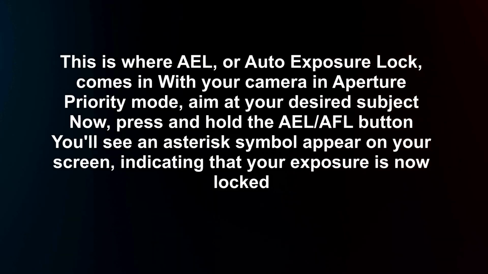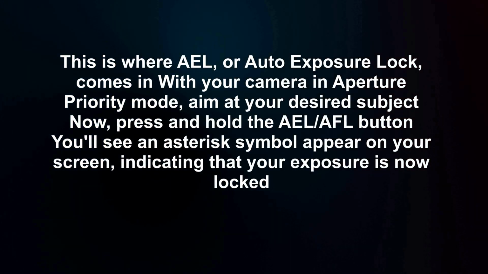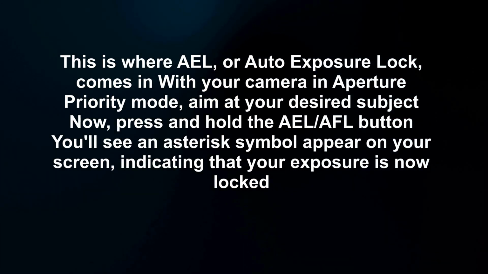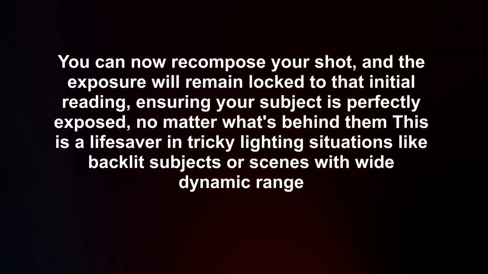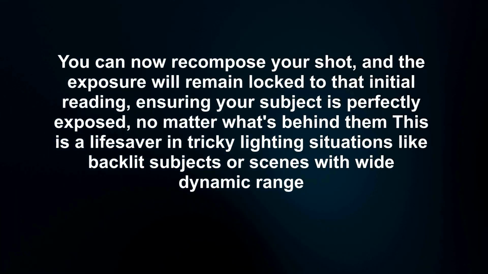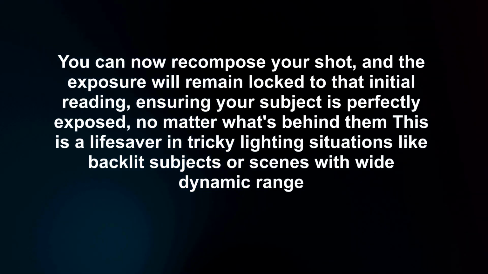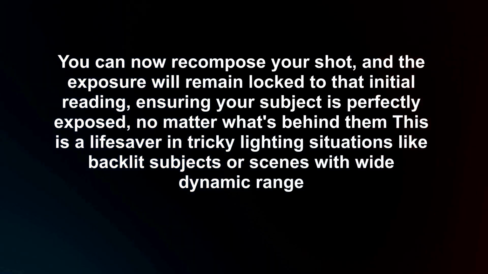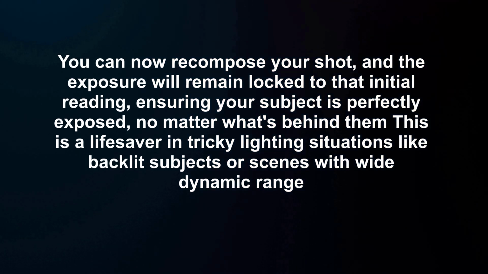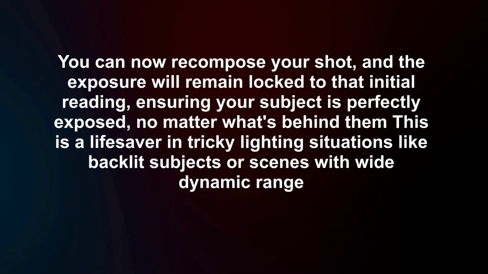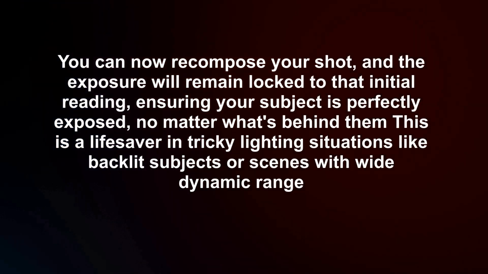With your camera in aperture priority mode, aim at your desired subject. Now press and hold the AFL button. You'll see an asterisk symbol appear on your screen, indicating that your exposure is now locked. You can now recompose your shot, and the exposure will remain locked to that initial reading, ensuring your subject is perfectly exposed, no matter what's behind them. This is a lifesaver in tricky lighting situations like backlit subjects or scenes with wide dynamic range.